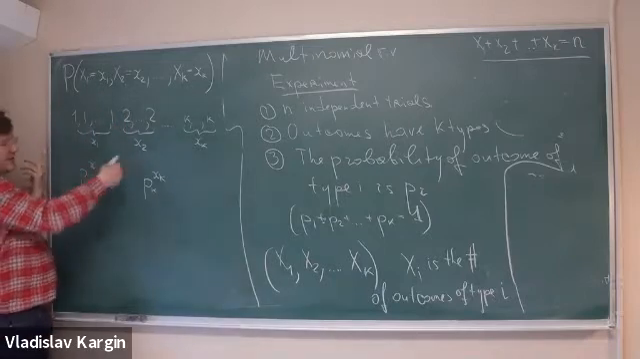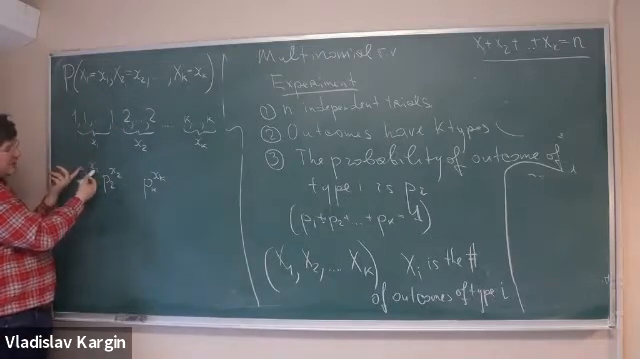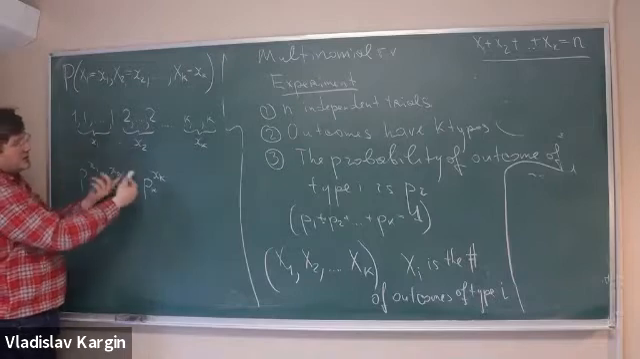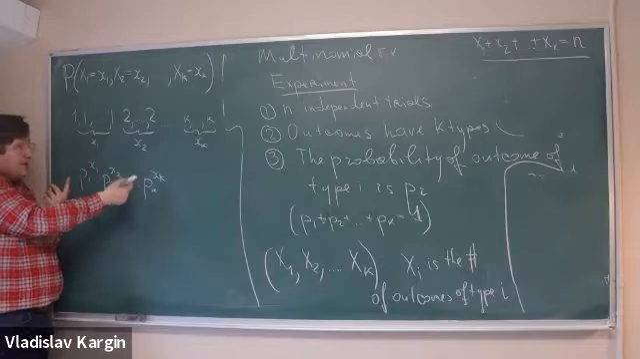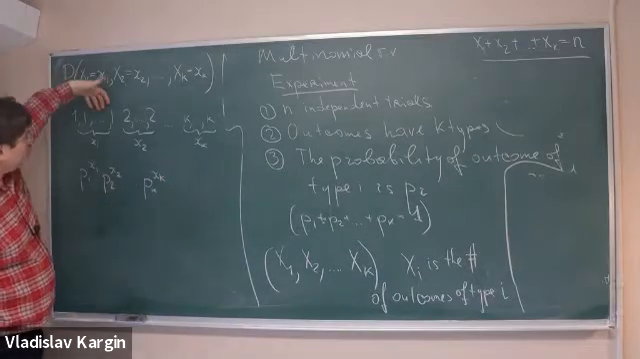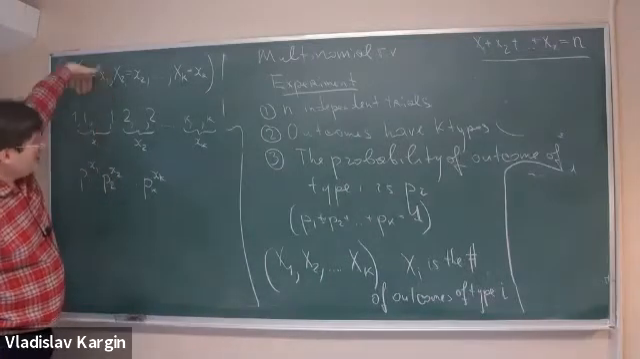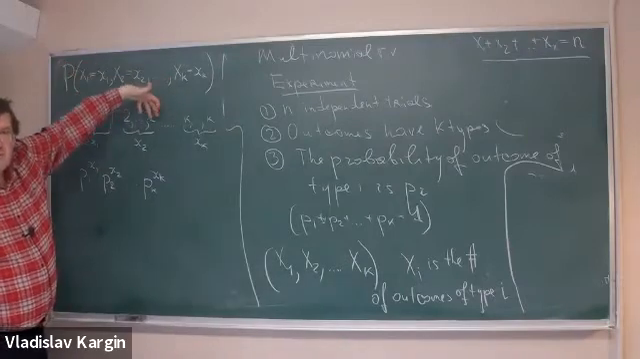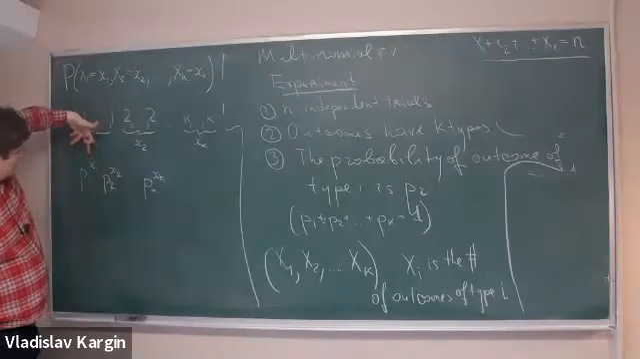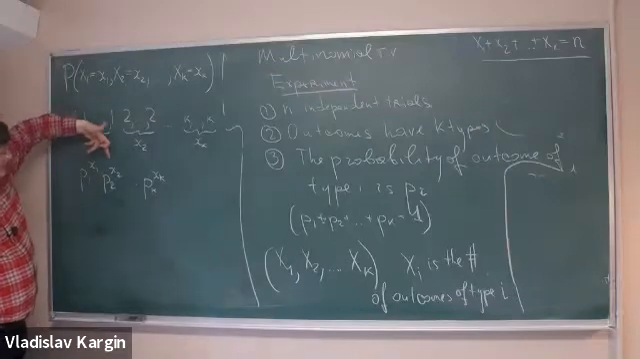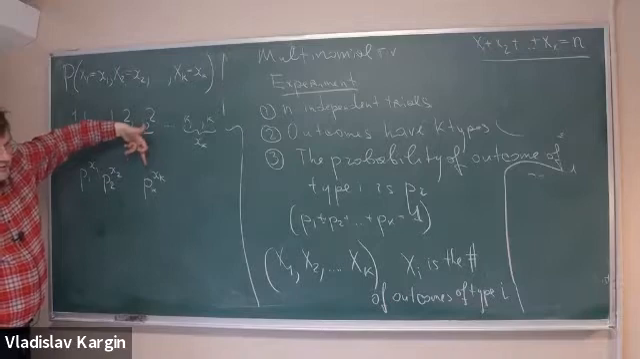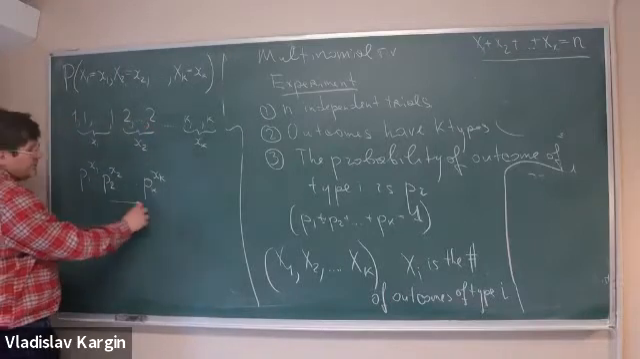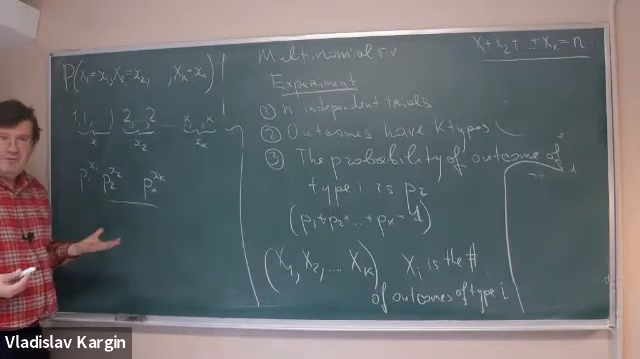For all kinds of sequences in which there are x1 ones, x2 twos, and xk k's, it will still be this probability. So this specific outcome has this probability, and all sequences with this number of outcomes of type 1, this number of outcomes of type 2, and this number of outcomes of type k will have this probability. So we just need to count how many of them.